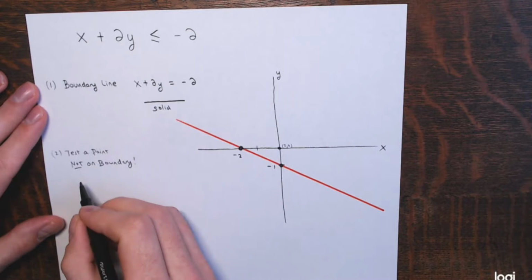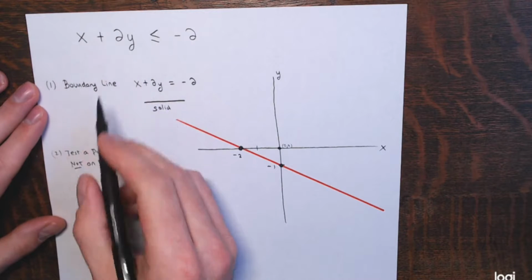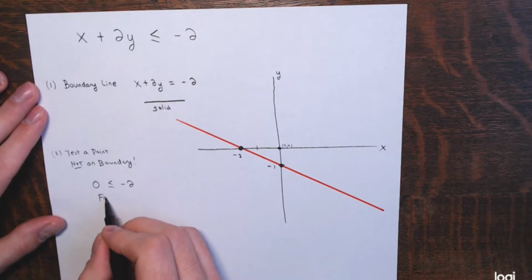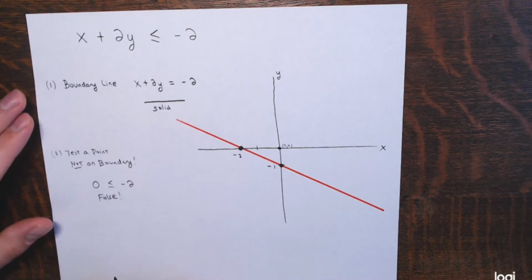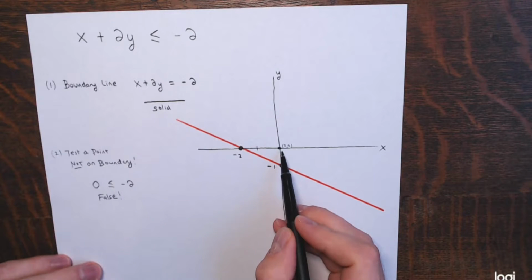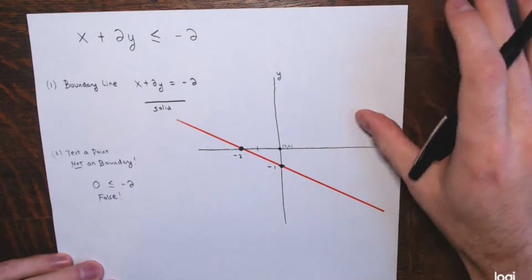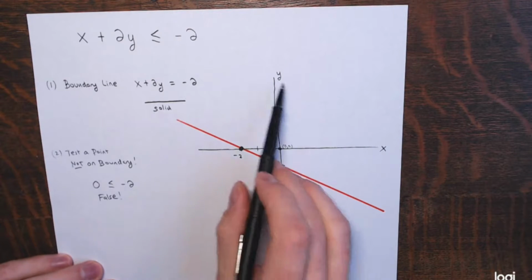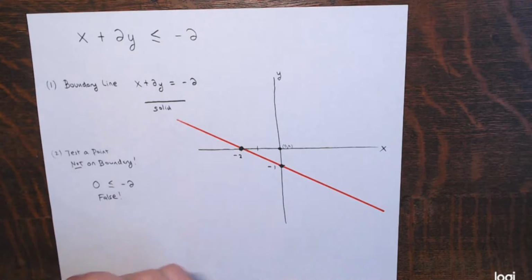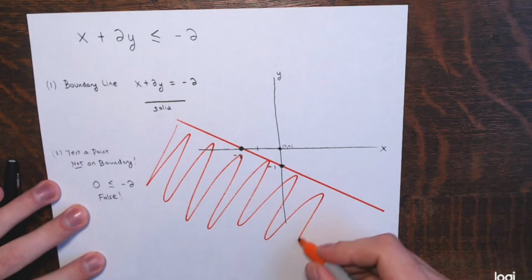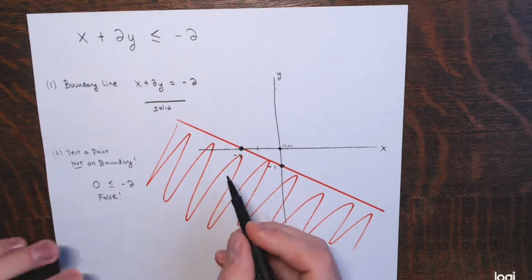Now if I put in 0 for x and 0 for y, the left side is 0, is less than or equal to -2, that's false. 0 is not less than -2 or equal to -2, it's greater than -2. So the side with 0, 0, this side up here, the side above the line, does not have solutions. All those points make it false. So that means the side opposite that, these points here, make it true. All right, here's where the solutions are. The side opposite that side with 0, 0.